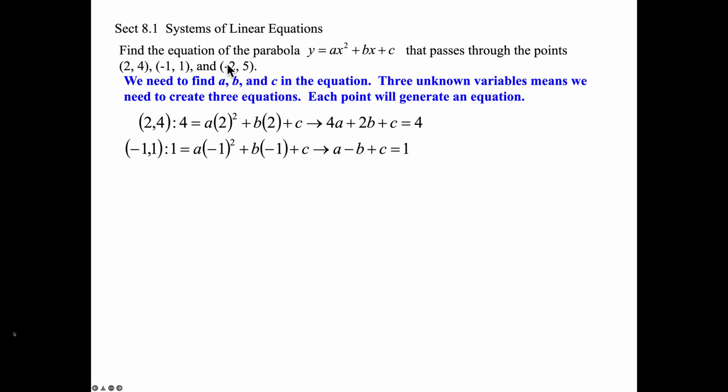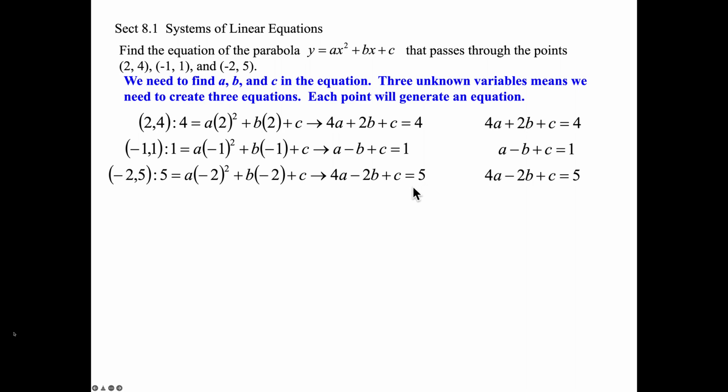And we'll do the same thing with our third point, (-2, 5). 5 goes in for y. Negative 2 goes in for the x. We'll square that and make that a 4. b times negative 2, that's my minus 2b. So we have 4a minus 2b plus c equal to 5. So just having everything all lined up, there's my system.